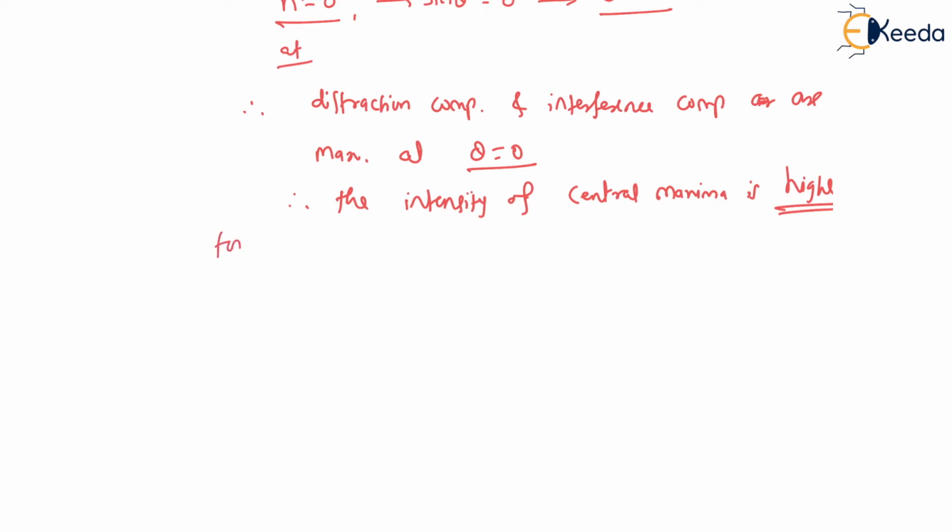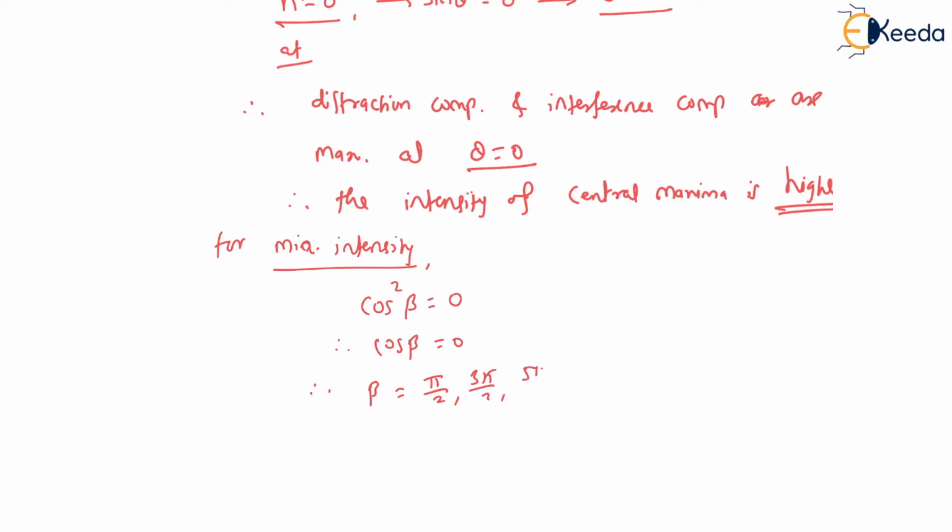So here, for minimum intensity, see, for diffraction minimum intensity will be 0. That means this cos square beta has to equal 0. Therefore cos beta equals 0, and we know the condition for beta. It will be pi by 2, then 3 pi by 2, then 5 pi by 2, and so on.